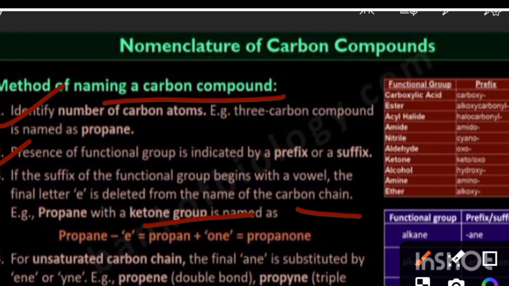Now third point, if the suffix of the functional group begins with a vowel, the final letter E is deleted from the name of the carbon chain. Means propane with a ketone group, propane E is deleted and it becomes propanone. Now fourth rule, for unsaturated carbon chain, the final ane is substituted. Unsaturated carbon chain means double bond or triple bond. Ane is replaced by ene or yne. Means propane is transformed into propene.